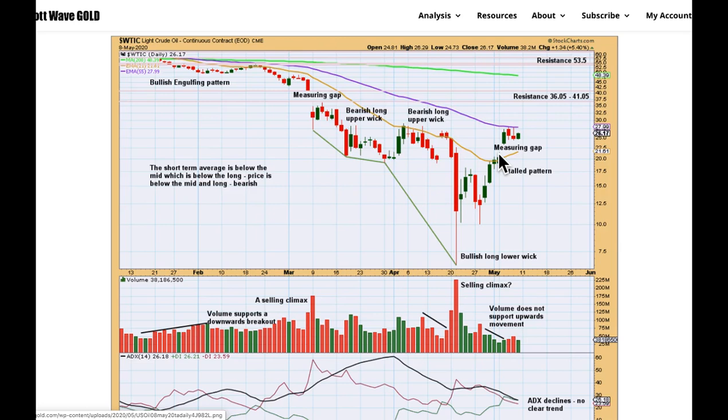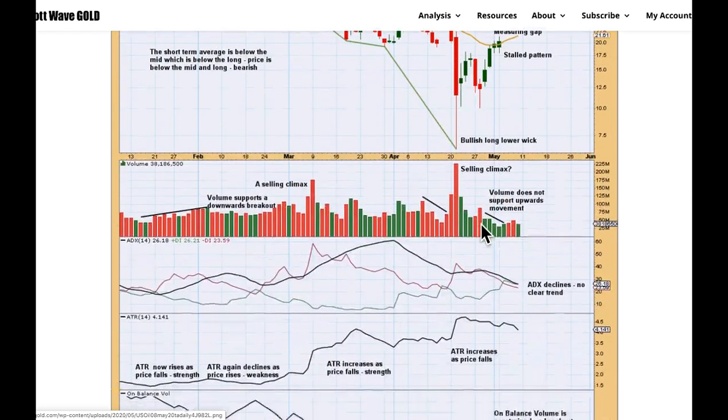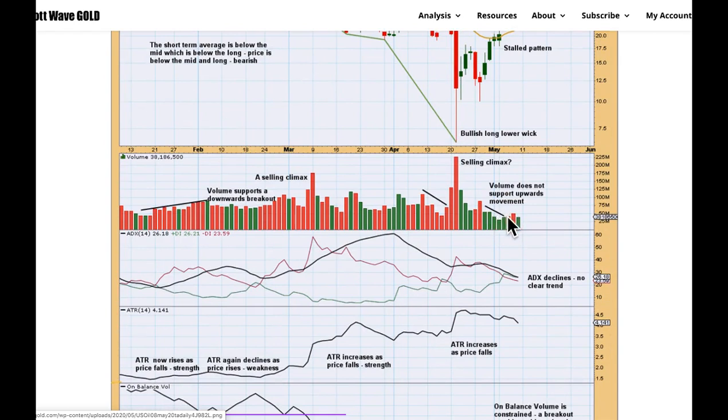If 21.42 is breached prior to that target being reached, the gap would then be considered closed and it would be relabeled an exhaustion gap. If that happens, look out for downward movement to continue for a pullback. Look for initial support here and next support down here at this swing low. Volume is not supporting upward movement. There's a little bit more pressure for downward movement in recent days than there is for upward movement. The risk of a pullback here is quite high.